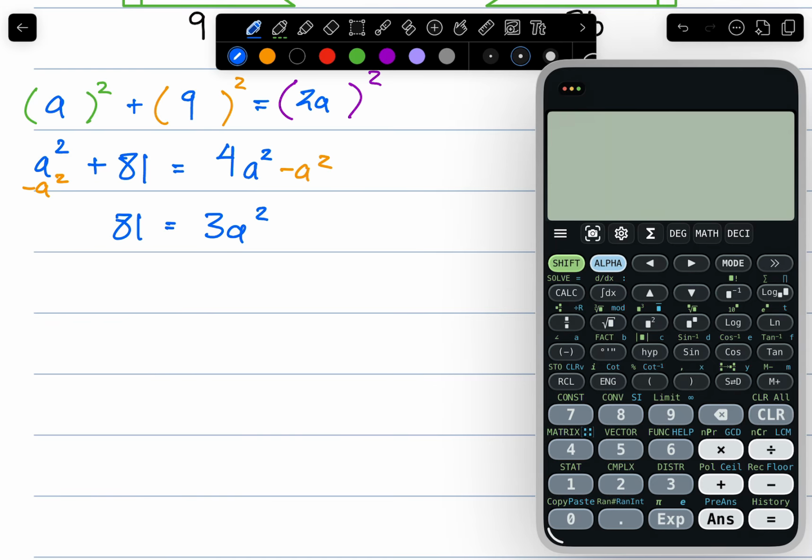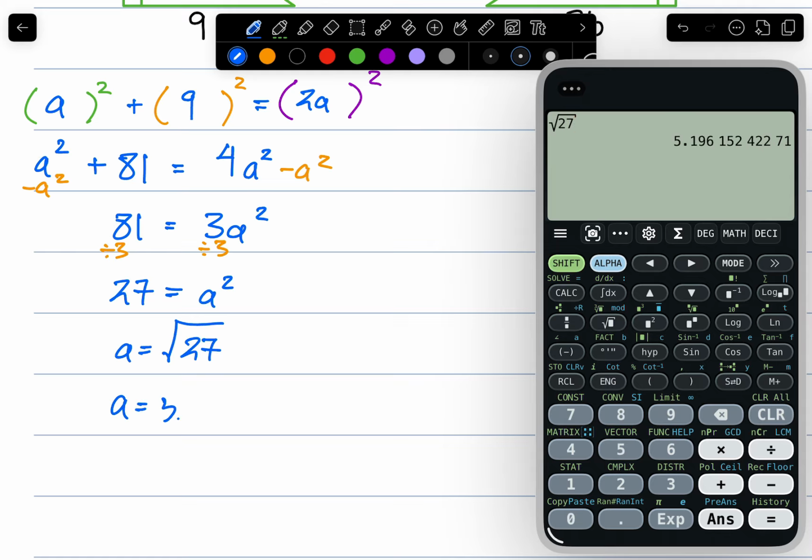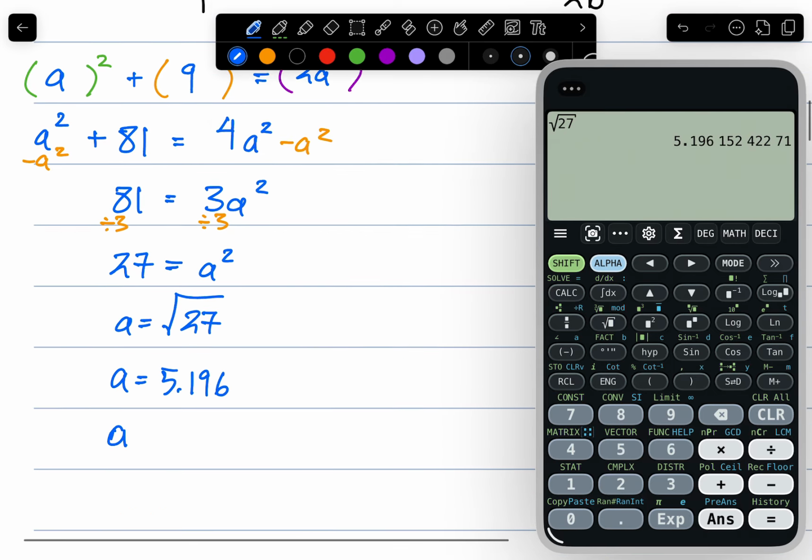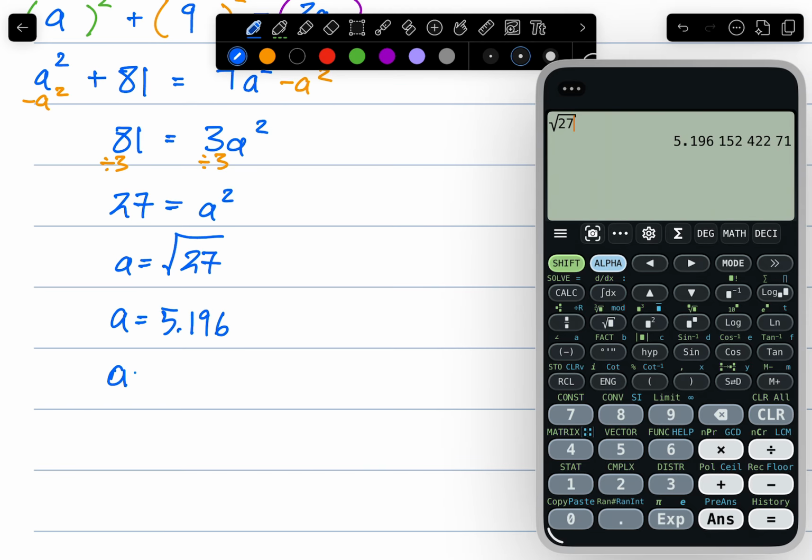So we can now divide by that 3. So 81 divided by 3, giving us 27, equals a squared. And we've seen this many times before. We can get a by itself by taking the square root. Square root of 27 gives us 5.196, which you can round to, well, actually 1 or 2 decimal places gives us 5.2. And there we have it.